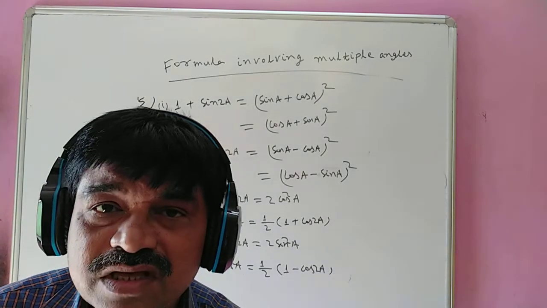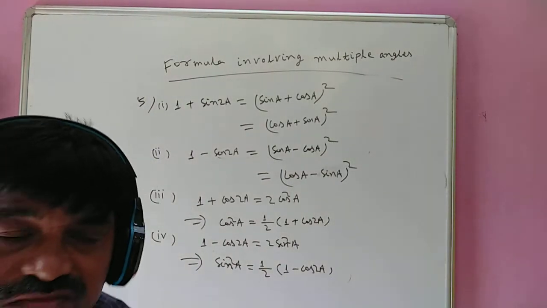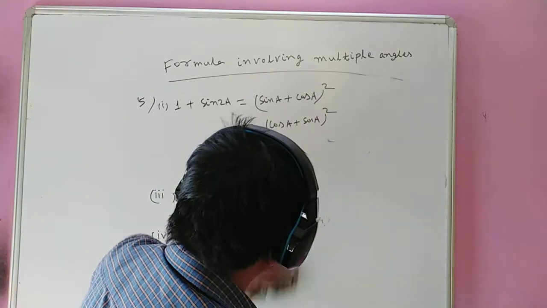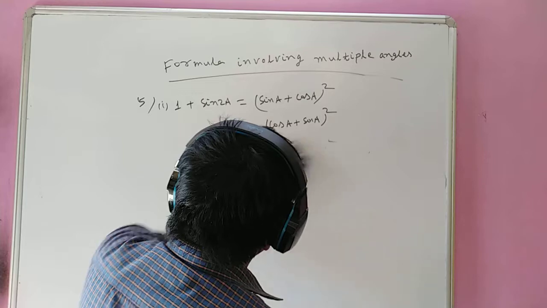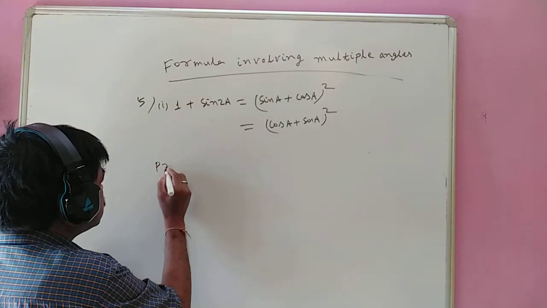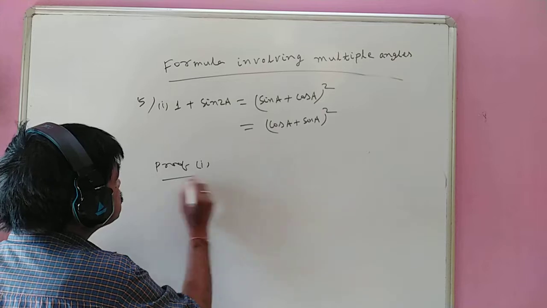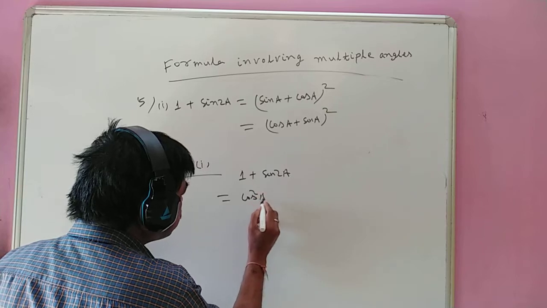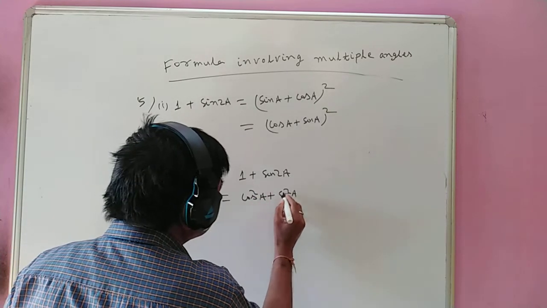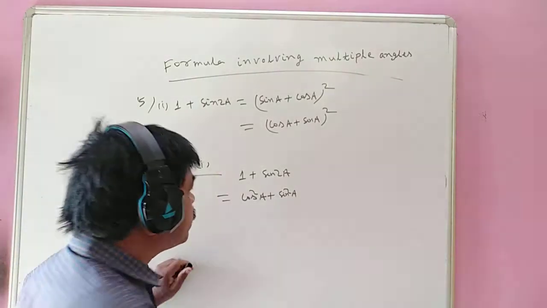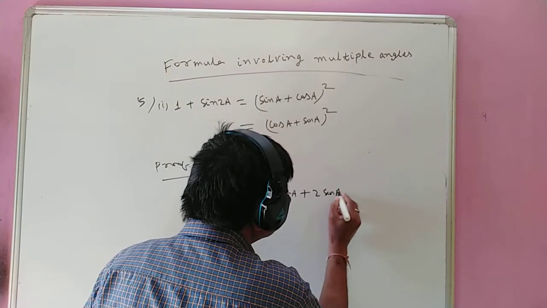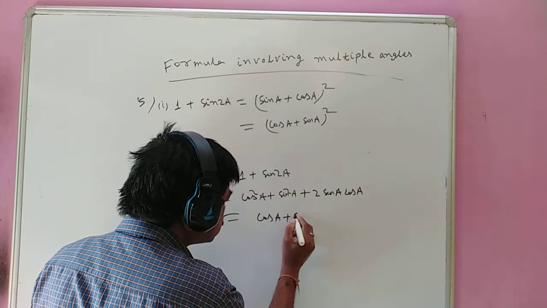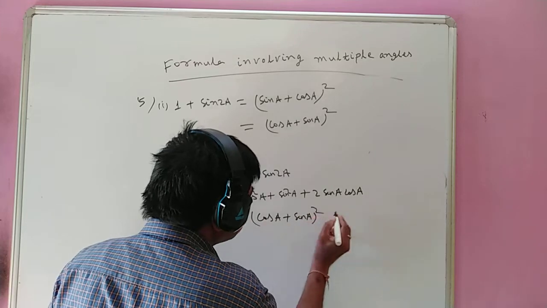So let us see. Have you taken all these formulas? Now we shall prove it. I am doing the proof for the first bit, that is number 5 first bit, 1 plus sin 2A. For this 1 you can write cos square plus sin square, since sin square plus cos square is 1. And sin 2A you can write as 2 sin A into cos A. So now it is a square plus b square plus 2ab, so it is (a plus b) whole square, that is (sin A plus cos A) whole square.